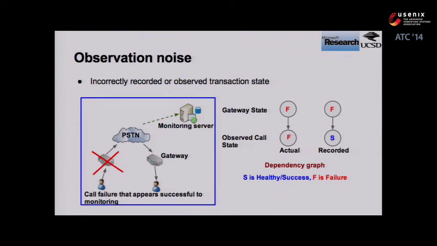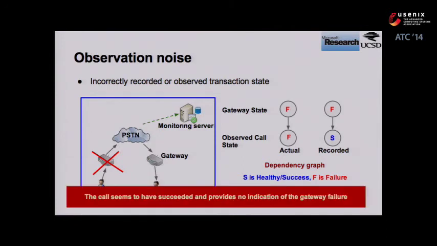In this picture, you're seeing a call that's been set up between 2 people. It goes via voice gateways and a PSTN network. Now, all of these components have reported to the monitoring server saying that call setup through me has succeeded. And so the monitoring server thinks everything is hunky-dory, the call has succeeded. But there is an unlogged error in the voice gateway that has led to the call failure. And so the call has actually failed, but the monitoring server thinks that the call has succeeded. And this provides no indication of the gateway failure.